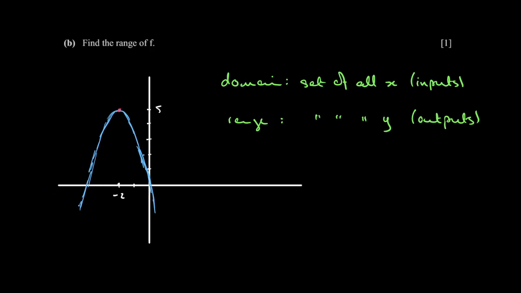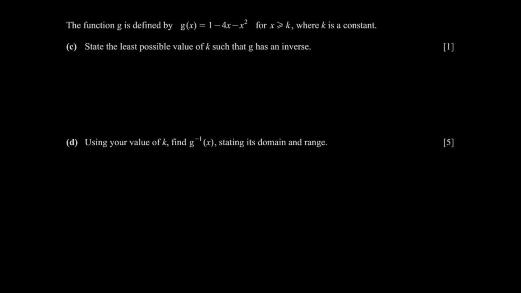But what are the outputs? Well, it can only get up to 5, and it can't go beyond that. There's no value of the output which is greater than 5, because 5 is the maximum. So the range for this function is going to be f is less than or equal to 5. So the domain is all the real numbers, but the range can only be the numbers which are less than or equal to 5.